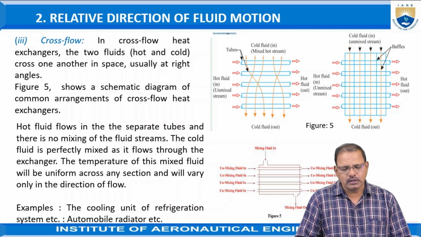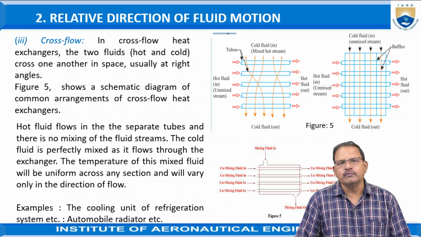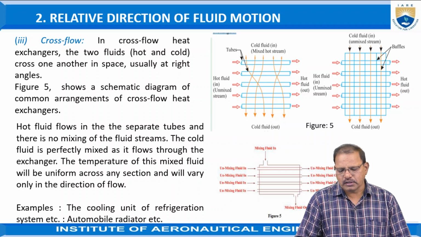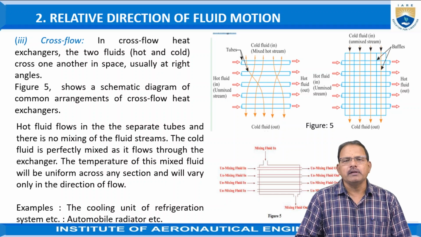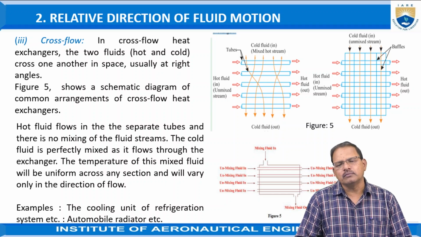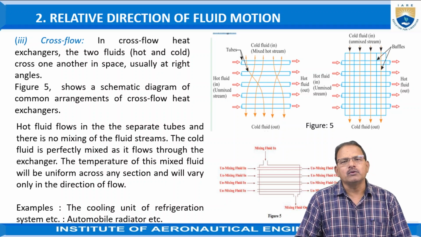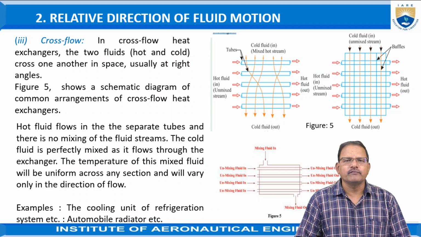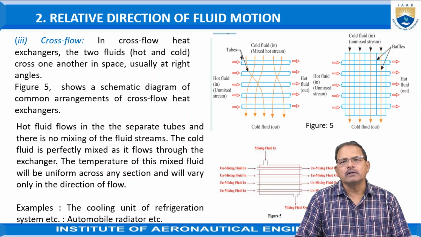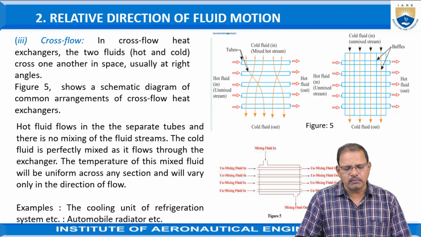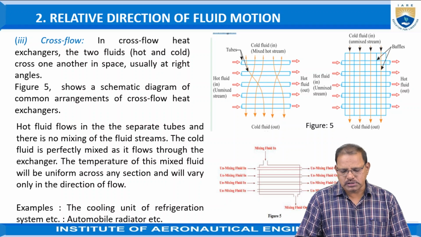Now cross flow. In a cross flow heat exchanger, the two fluids, that is hot and cold fluids, cross one another in space, usually at right angles. In previous cases, counter flow or parallel flow, the two fluids are moving parallel to each other, and heat energy is transferring from hot fluid to cold fluid as they move along the path. But in this case, these two fluids are moving perpendicular to each other.